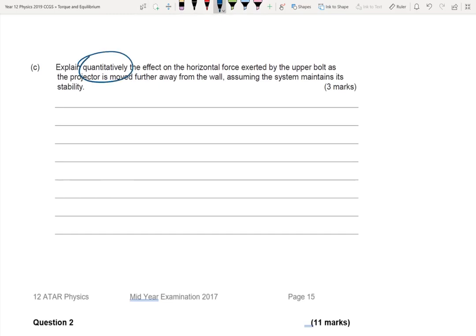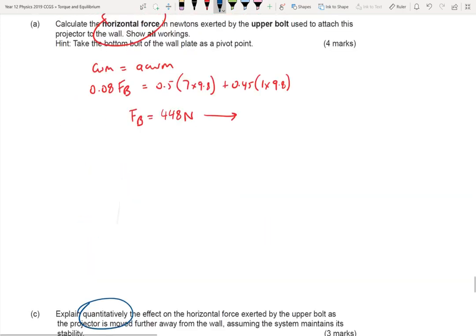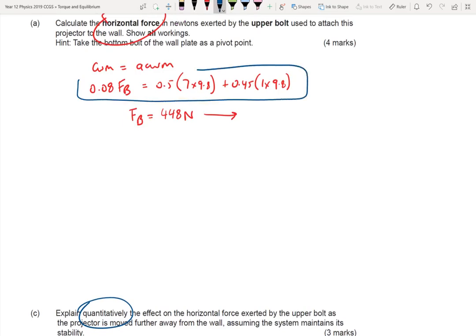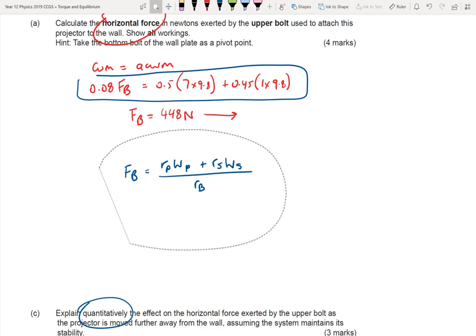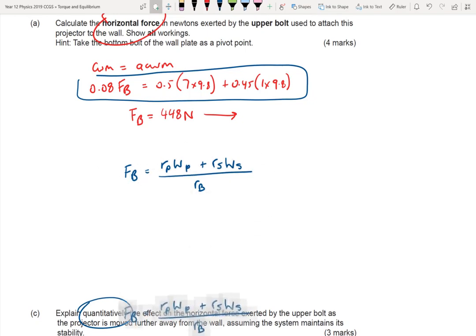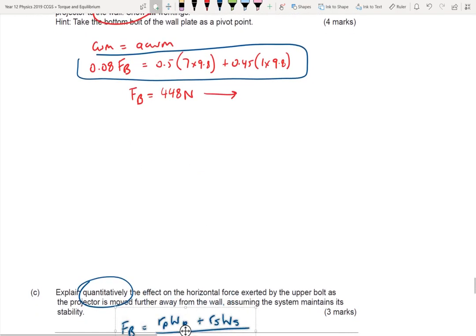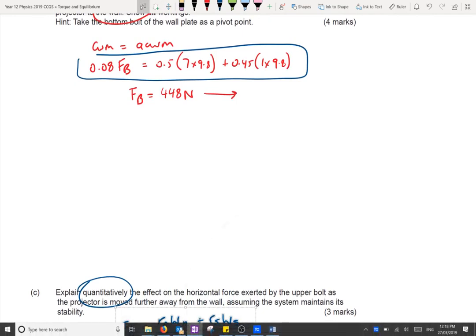So you actually had to provide an equation. Now, if I went back, I rushed this bit here, okay? But what we're looking for is that the force of the bolt is going to be R projector, weight projector, plus R support arm, weight support arm, over the radius of the bolt. So that's the equation that we're going to use to explain.